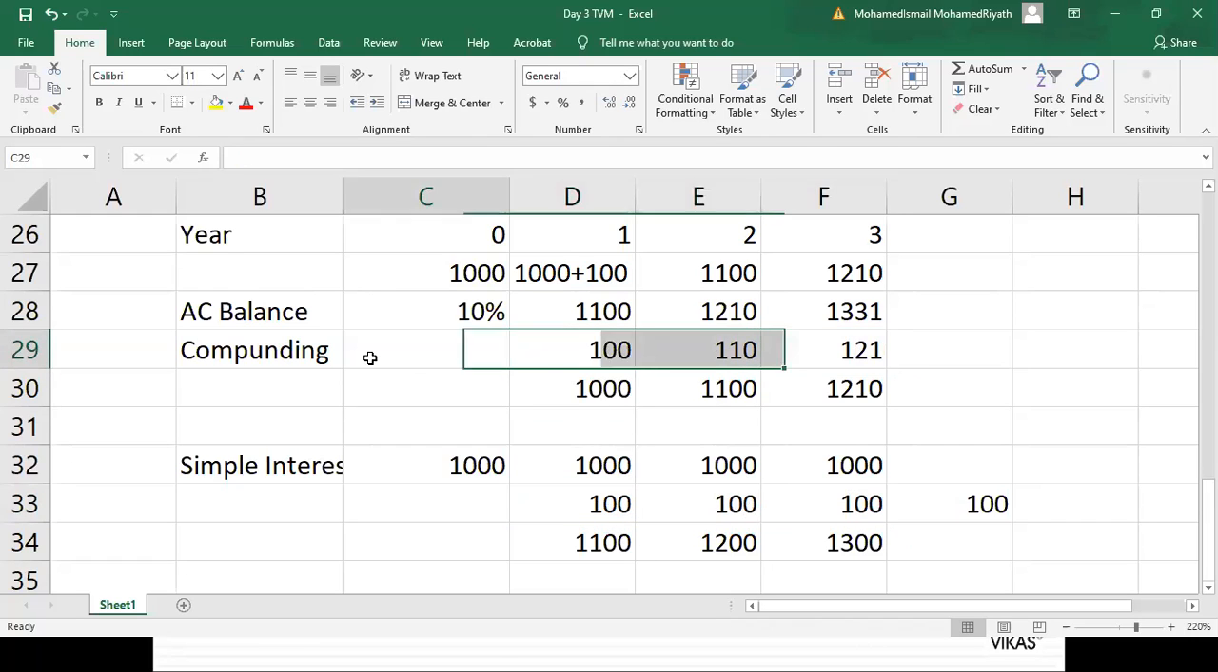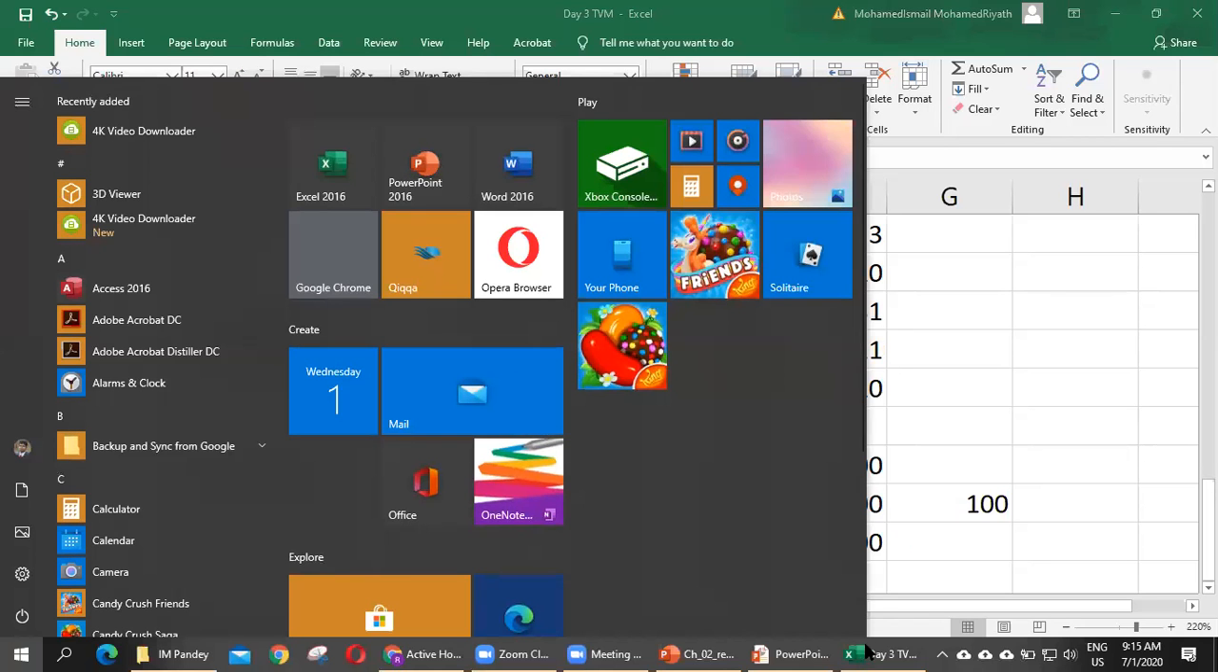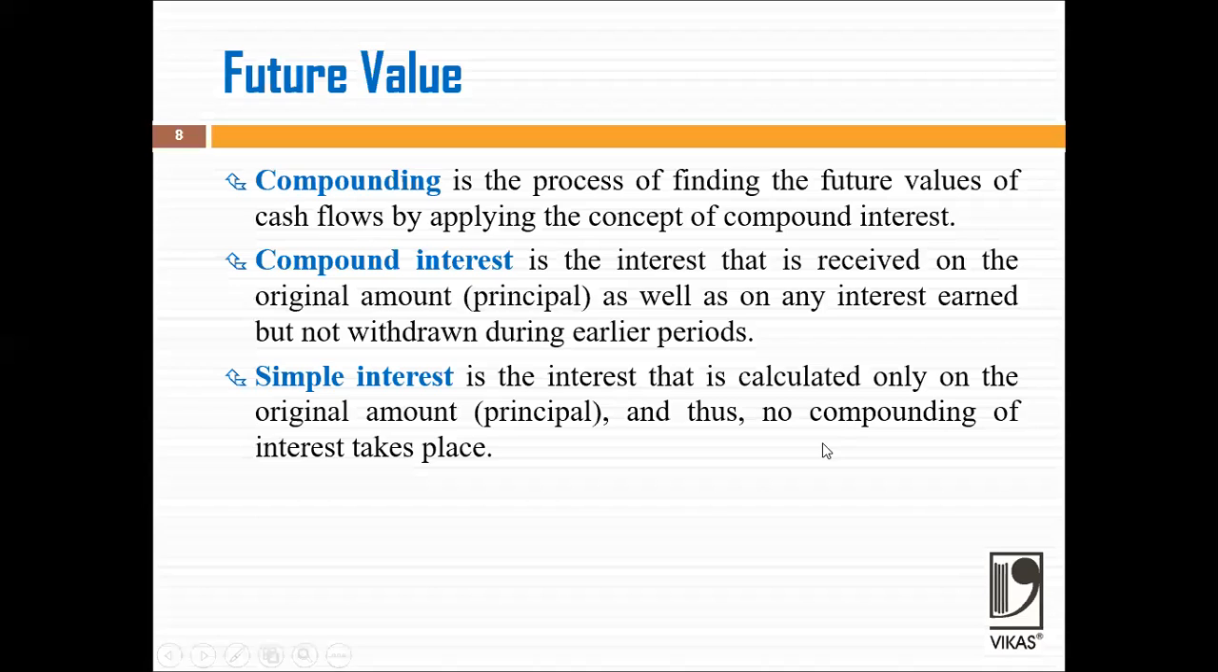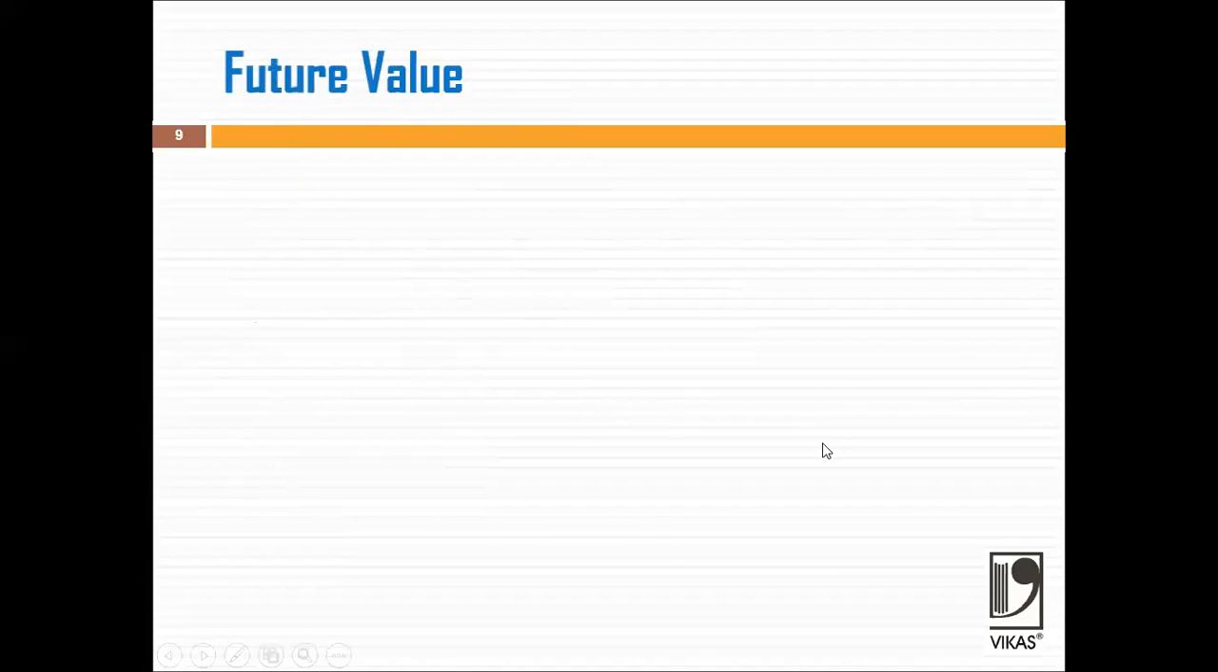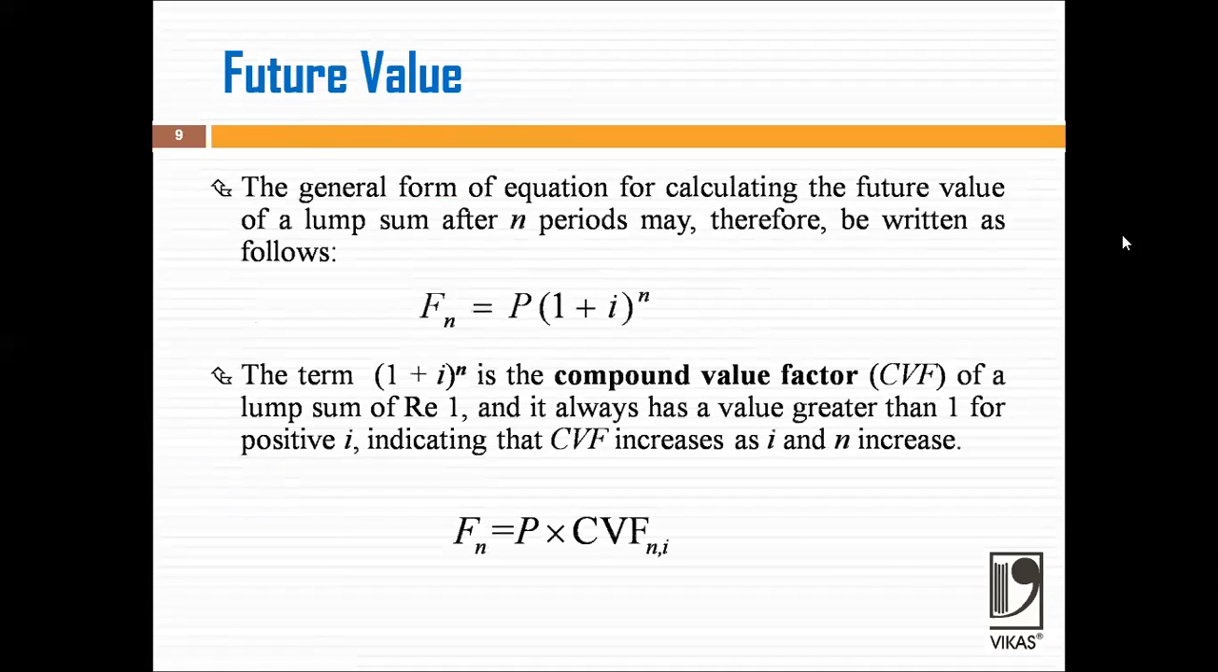So there are two different types of interest: compounding interest and simple interest. Normally, the bank pays interest in compounding, right? Now we will discuss how do we calculate a future value for the prolonged period of time. So you can do it manually for 5, 10, 20 years, right?